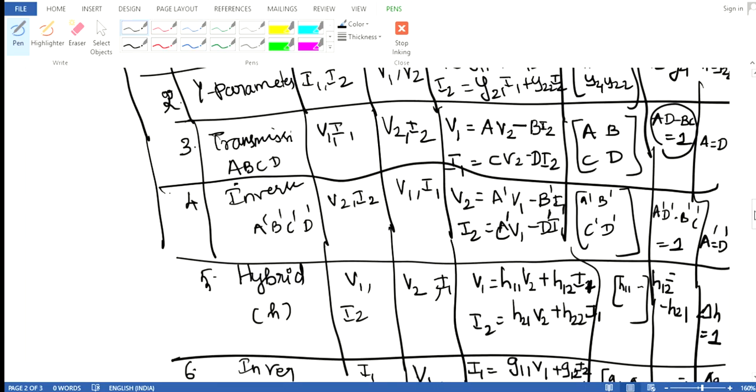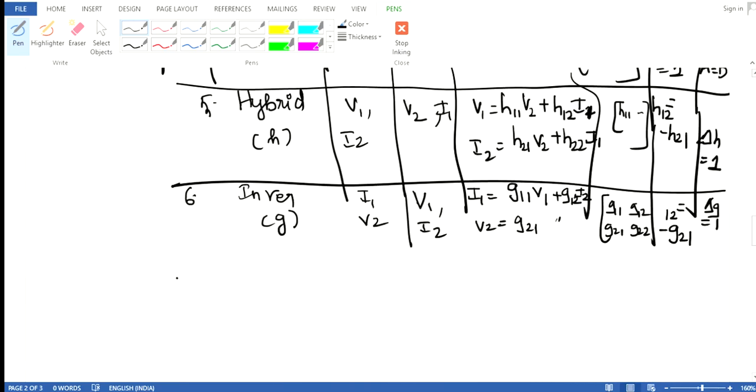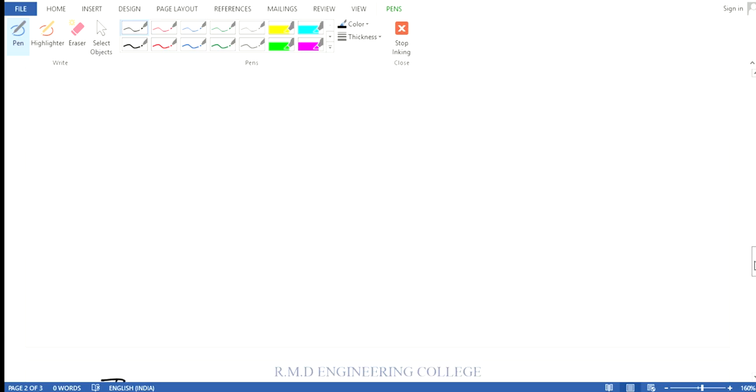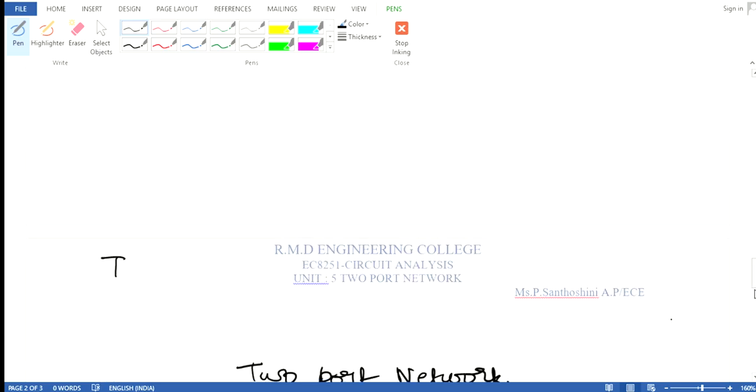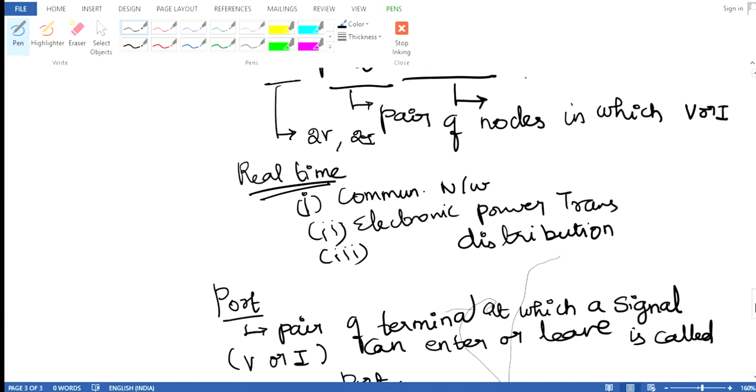Okay, these are the topics. So, introduction of two-port networks. Let us see what are the things we are seeing. Clear? Now initially start with our unit 5, two-port network. Two-port is nothing but a pair of nodes where two voltages and two currents are connected. These are the real-time applications: communication network, electronic power, transmission and distribution.